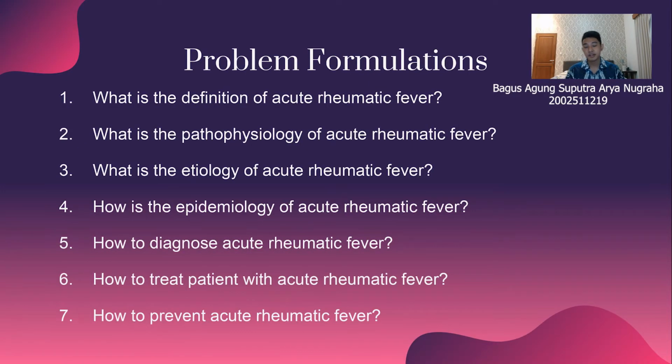Hello, my name is Bagus Agus Putra Arenugraha with student number of 20025112119. So the proper formulation for this student project is: what is the definition of acute rheumatic fever? What is the pathophysiology of acute rheumatic fever? What is the etiology of acute rheumatic fever? How is the epidemiology of acute rheumatic fever? How to diagnose acute rheumatic fever? How to treat patient with acute rheumatic fever? And how to prevent acute rheumatic fever?